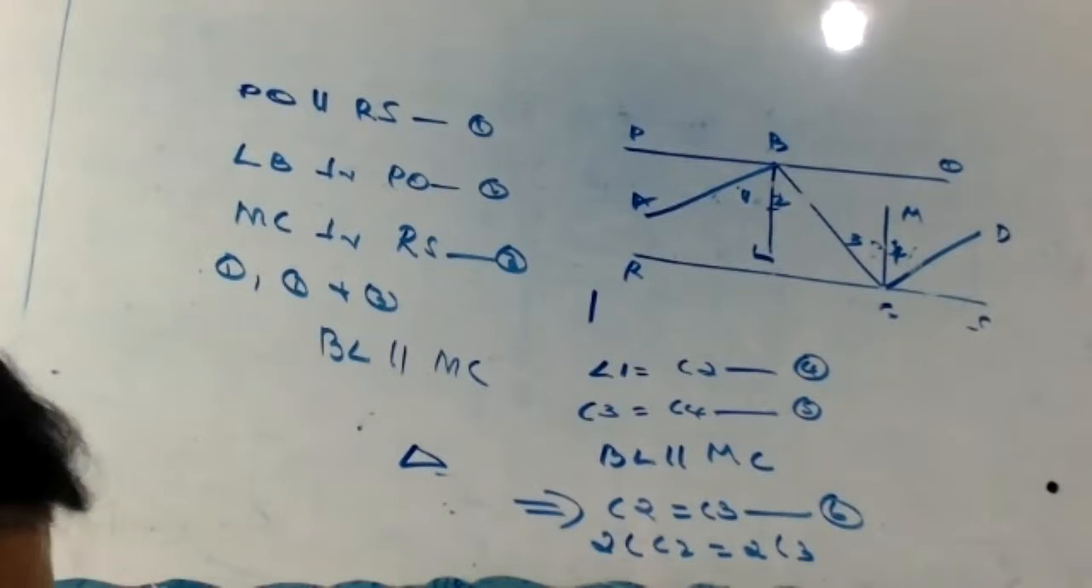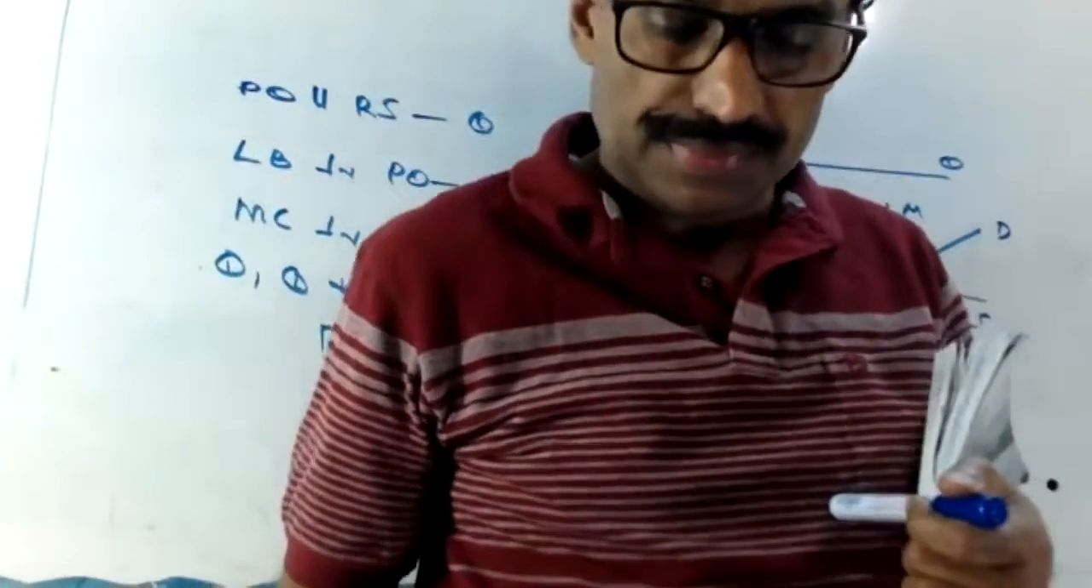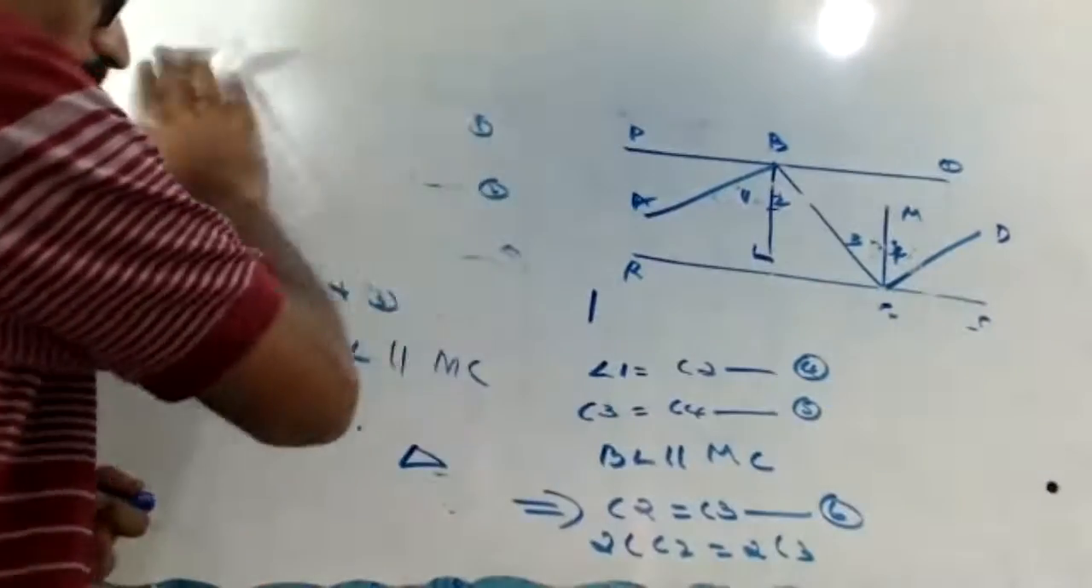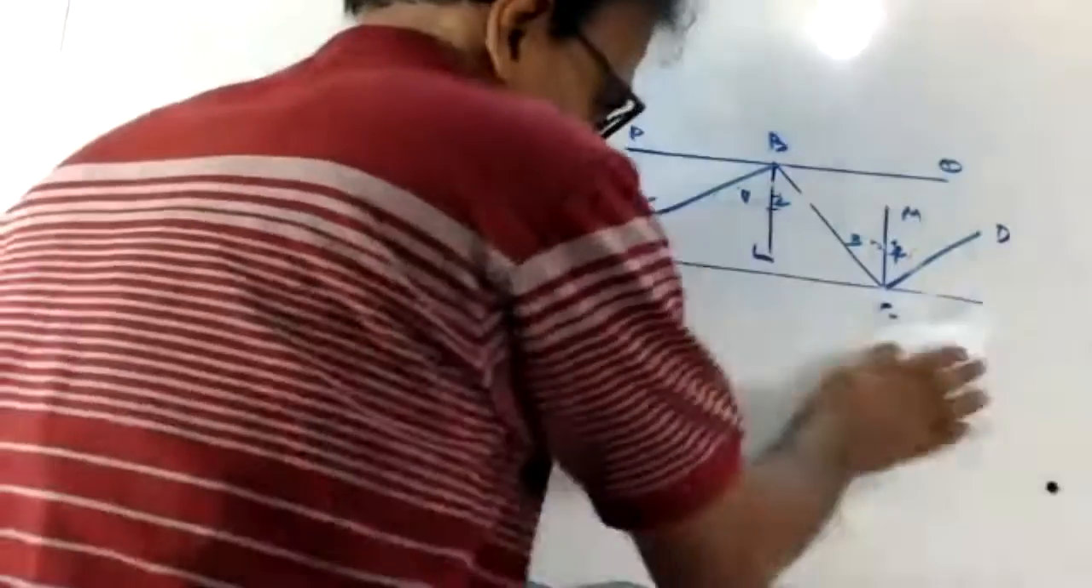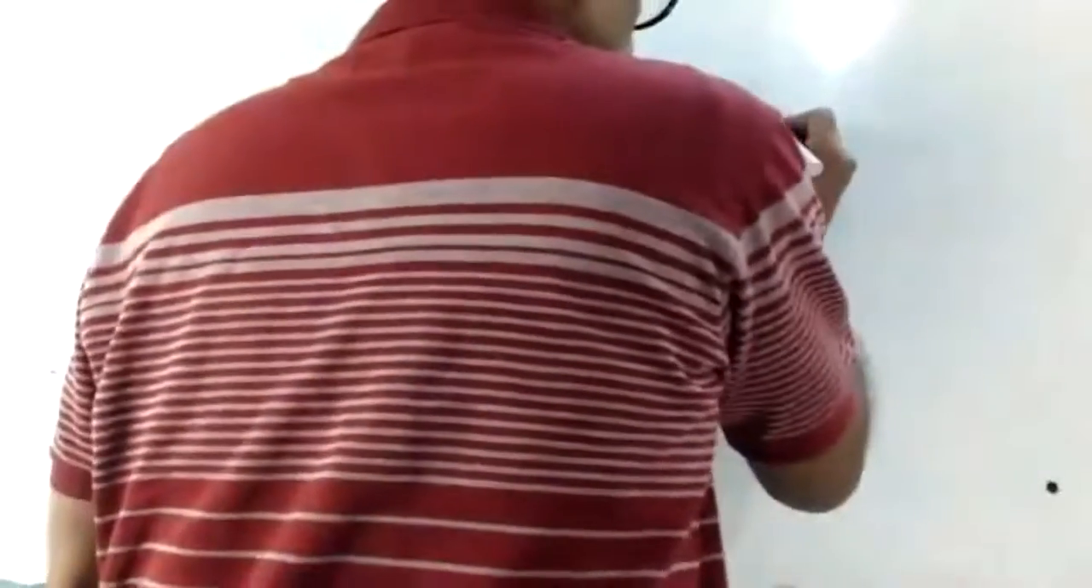The sum of three angles of a triangle is 180 degrees. Okay.